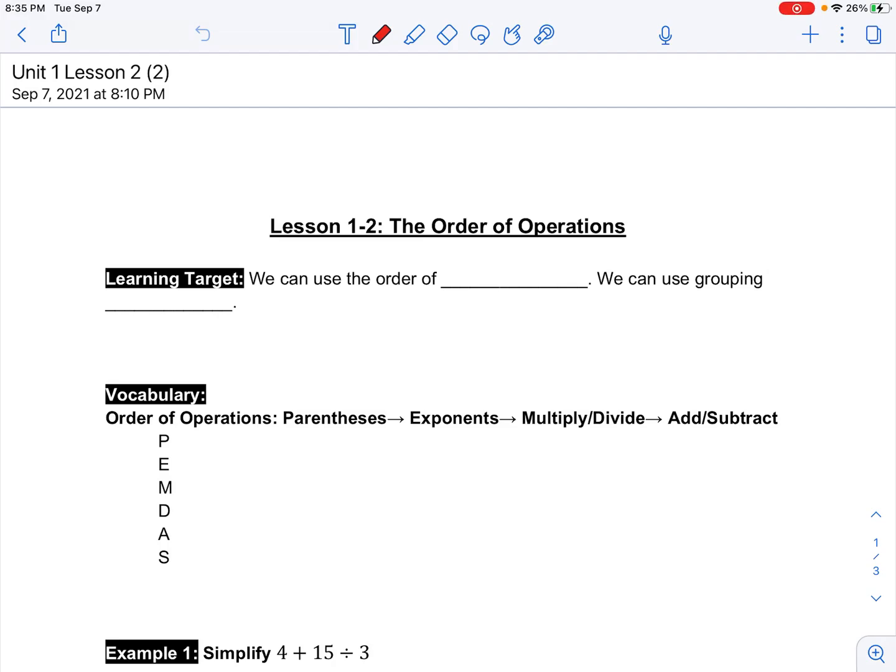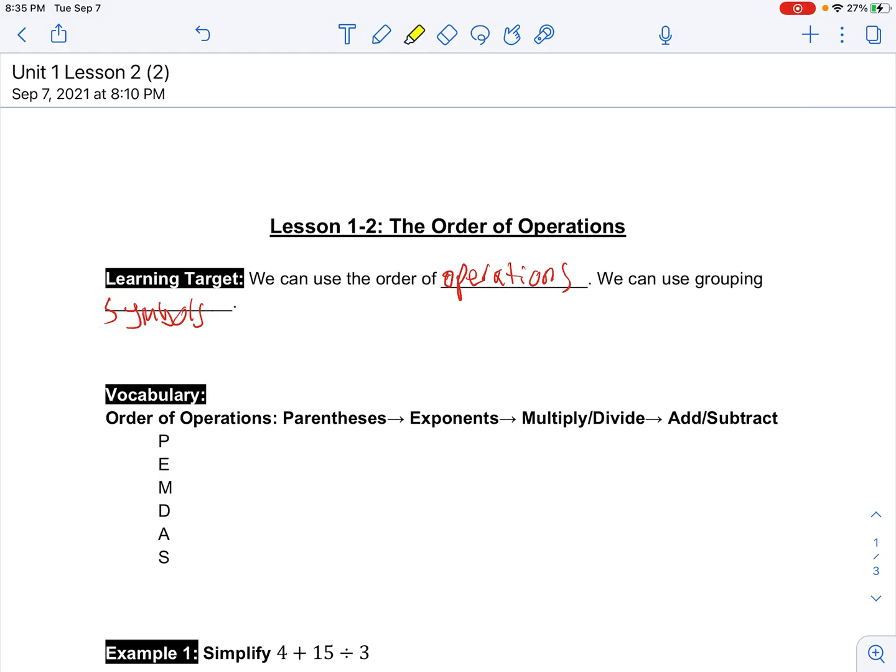Okay, here we go. Unit 1, Lesson 2. We're going to be talking about order of operations. So our learning target is we can use the order of operations. We can use grouping symbols, and we're going to talk about what those mean in a second.